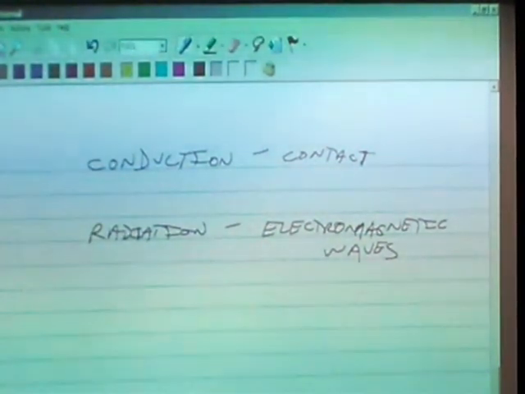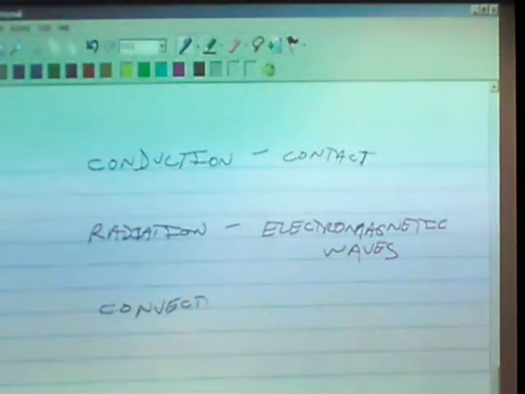Then the third way that thermal energy transfer takes place is... Close, I mean, good guess. Not close, but good guess. And you'll see later why it was a good guess. It's another similar word. Convection. Good. Convection. Like the oven.